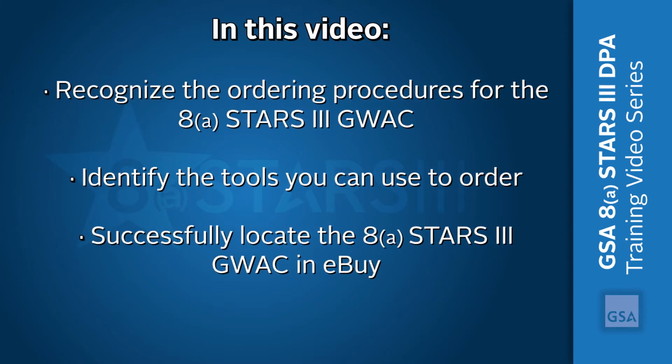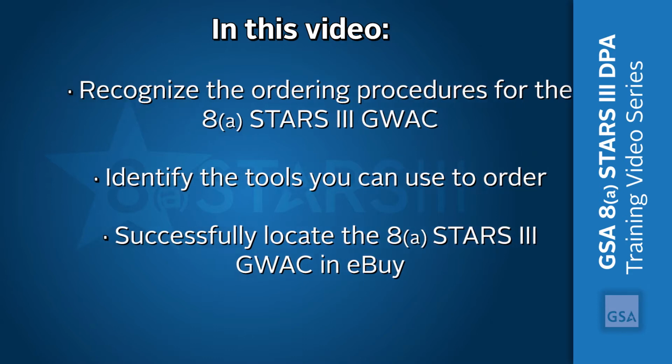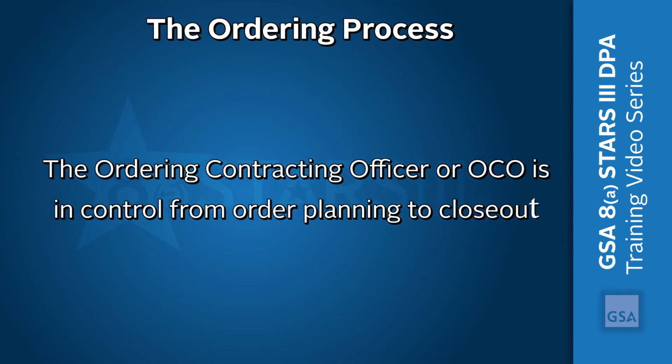By the end of this video, you should be able to recognize the ordering procedures for the 8A Stars 3 GWAC, identify the tools you can use to issue and award a task order, and successfully locate the 8A Stars 3 GWAC in eBuy. The Ordering Contracting Officer, or OCO, is in control from the order planning to closeout.